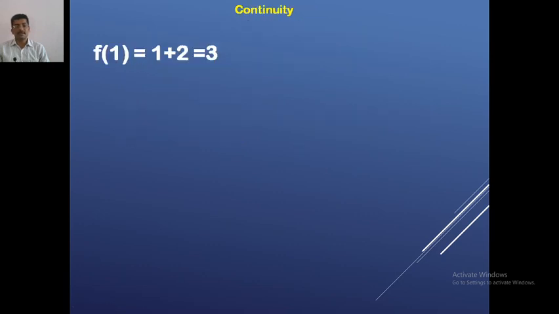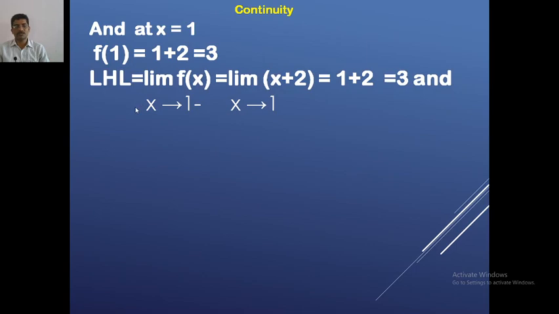Next, we verify at the point x is equal to 1. First, find the value of the function f(1). f(1) is equal to 1 plus 2. Its value is 3. 3 is a finite real number. Therefore, the function is defined at the point x is equal to 1.